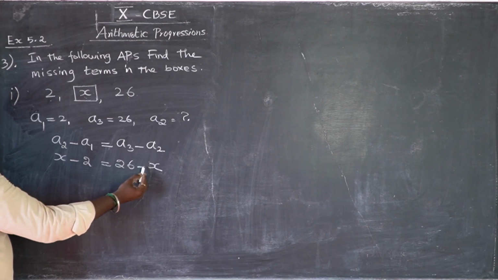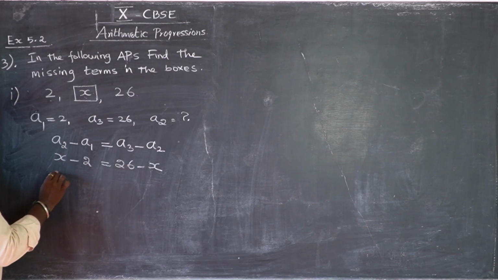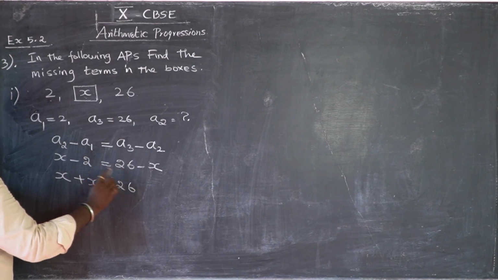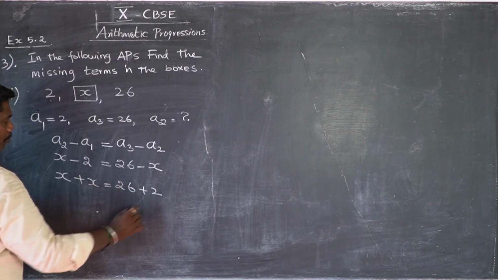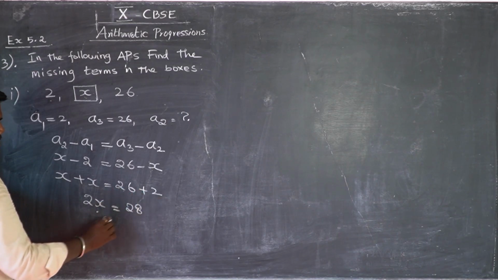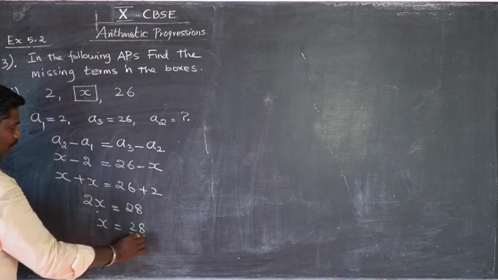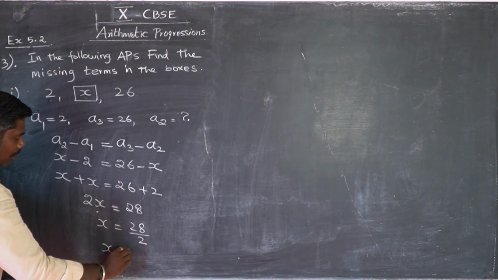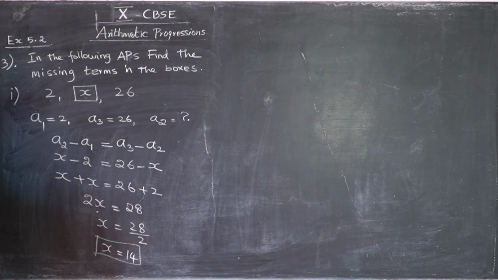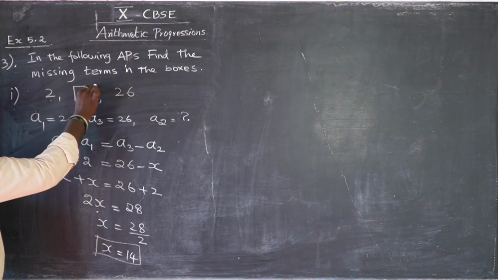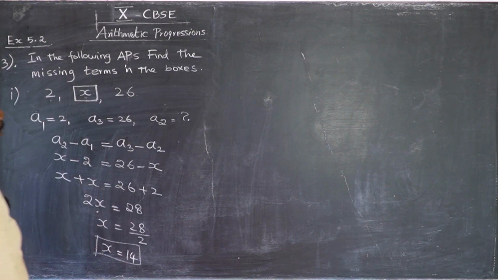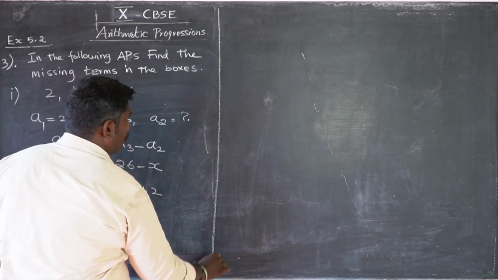Now we change the minus x to the left hand side. So this minus x changes into plus x. This minus 2 changes into plus 2. x plus x becomes 2x. 26 plus 2, 28. Therefore, the value of x is 28 by 2. This is 14. The value of x is equal to 14. Okay. Second question.